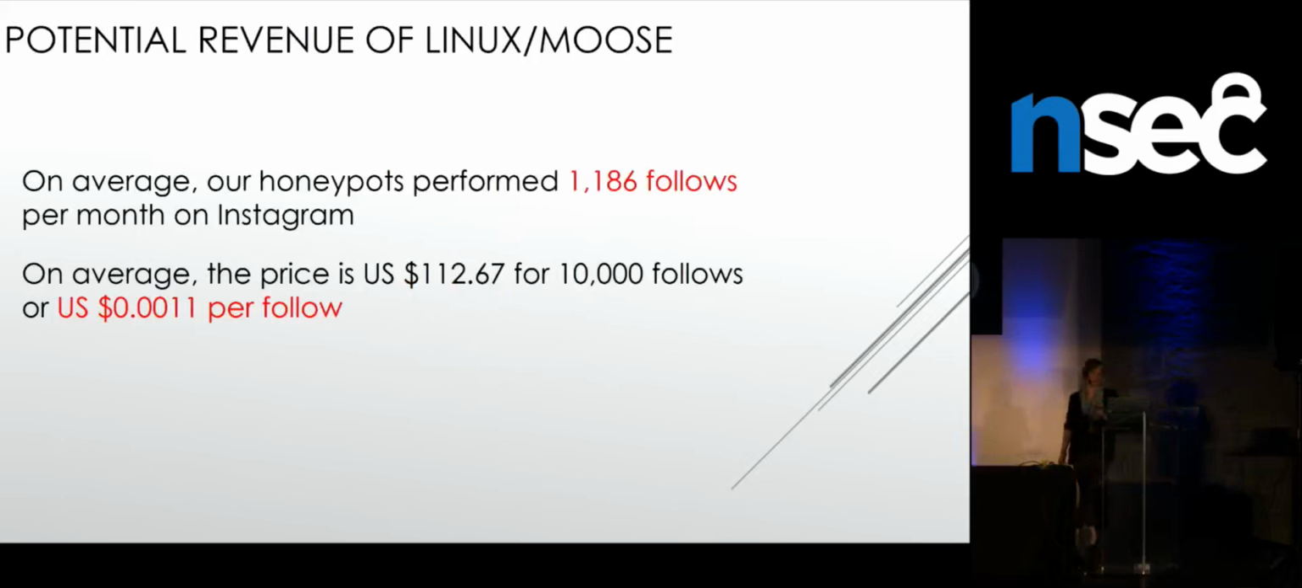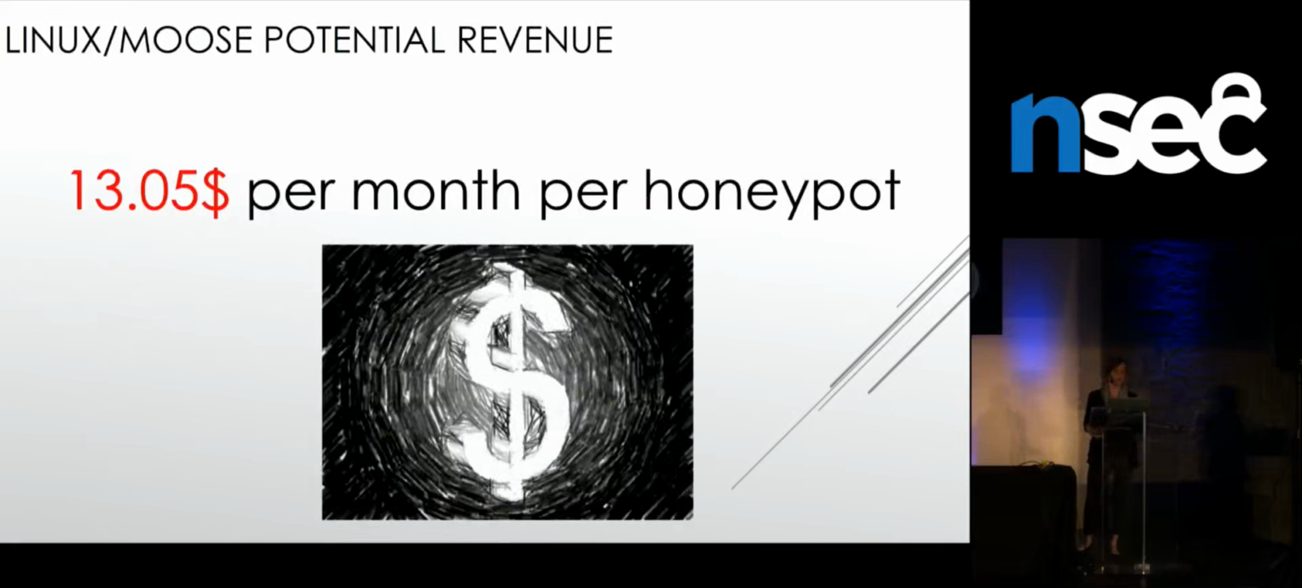On average, we could assess the potential revenue of Linux Moose. We took the average number of follows performed by honeypots per month, and then the average price of 10,000 follows. The average price of 10,000 follows is $112, which is about 0.0011 cents per follow. Then we assessed how much a honeypot would bring per month, and that ended up at $13 per month per honeypot. And that's based on our own data, right?